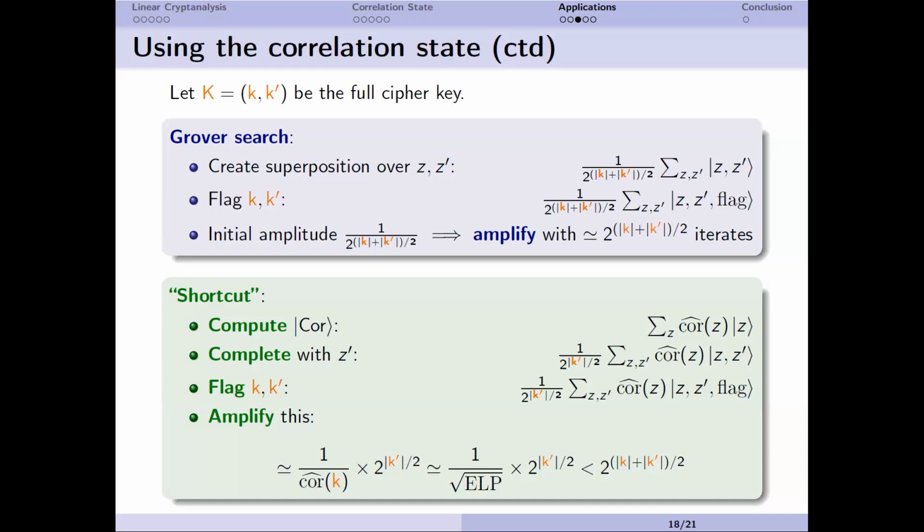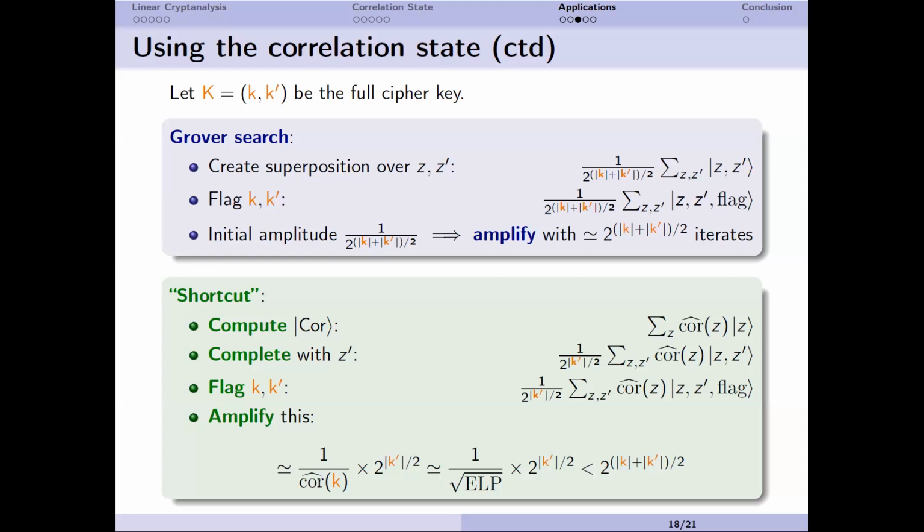Here is what we do for comparison. We start with this correlation state, which is also a superposition of subkey guesses for the key K. First of all, we can complete the key by adding a guess for K prime, which is going to be uniformly superposed. And after that, we can still flag the couple K, K prime because it's a full key of the cipher. We do the same thing as before: we test a few plaintext and ciphertext pairs, and we obtain a superposition which is different from the previous one.